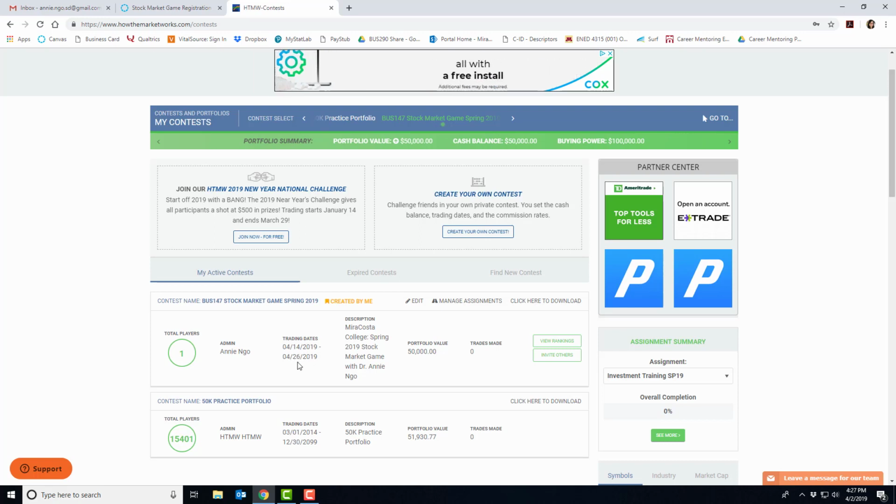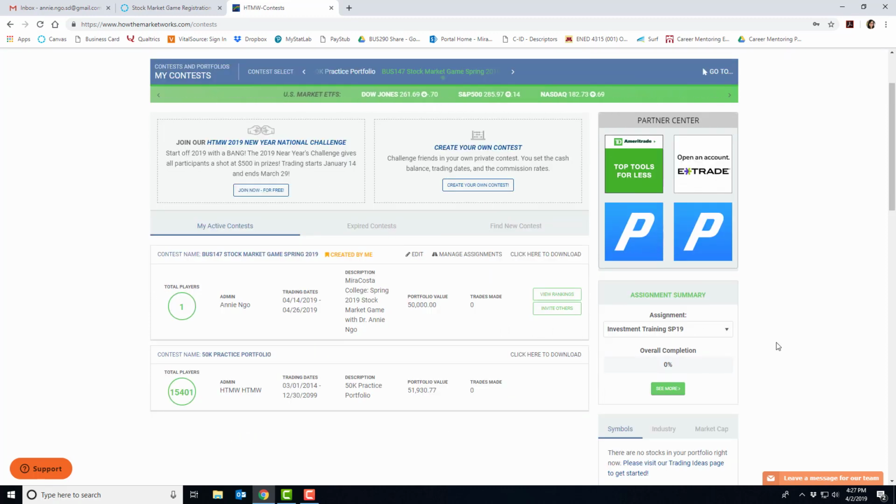So it's important that you register before the 14th because you have to do the training. So you'll learn about how to play the game as well as different aspects of investing. You'll notice that students will be given $50,000 each, and you'll be required to do a specific number of trades. So for the training, you can see it right here on the right. There's an assignment summary. It's investment training spring 2019. This will let you know how much you've completed of it.